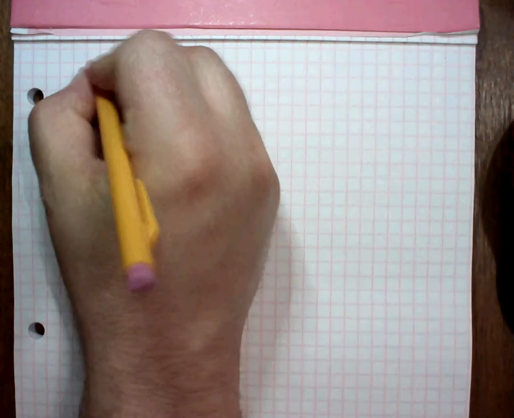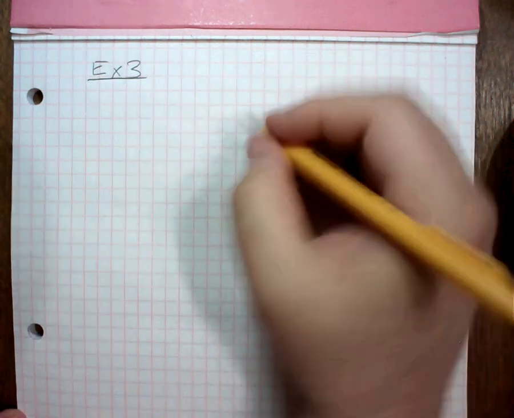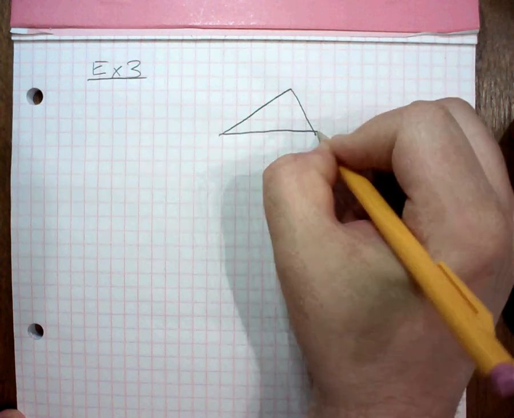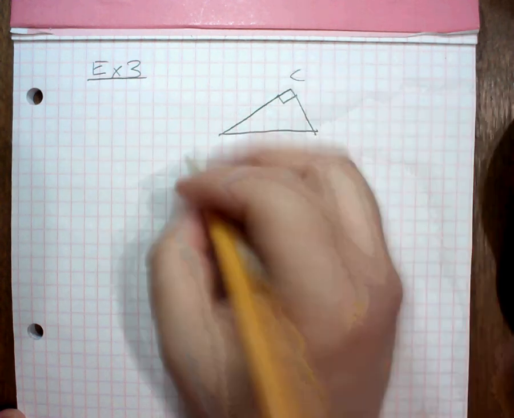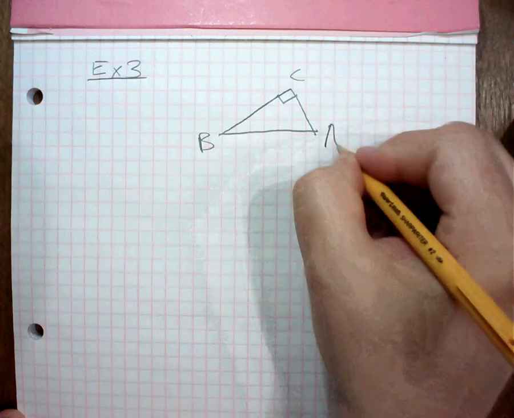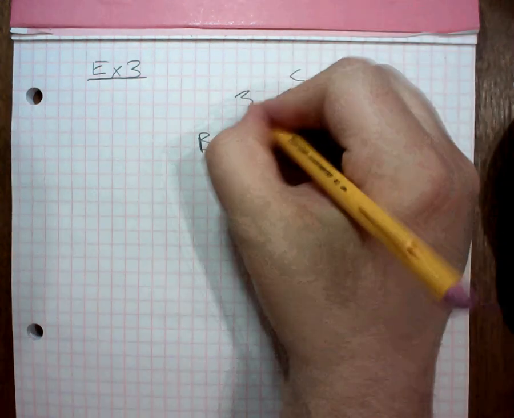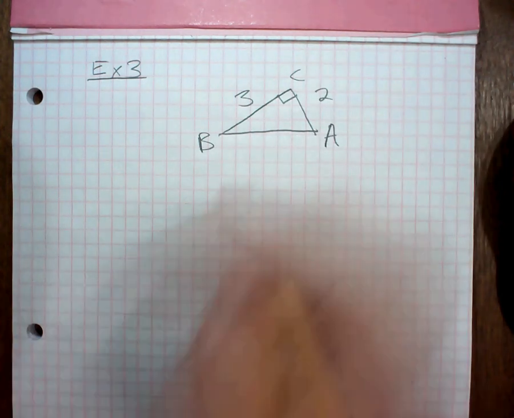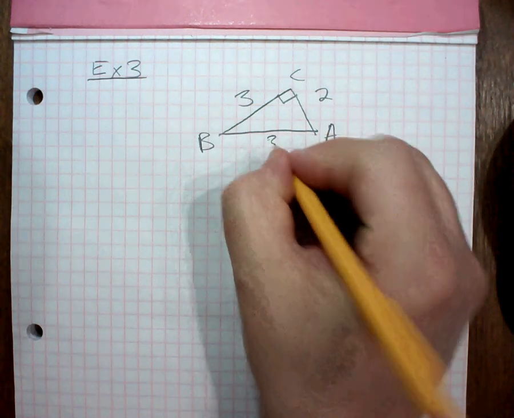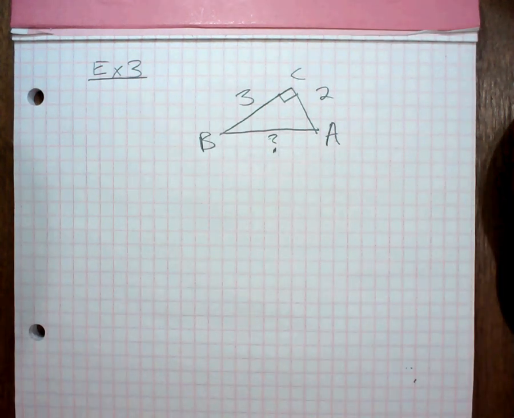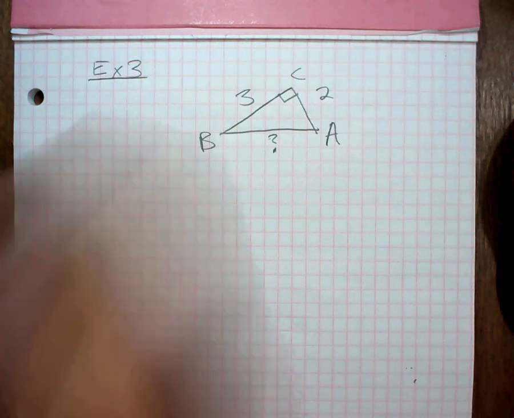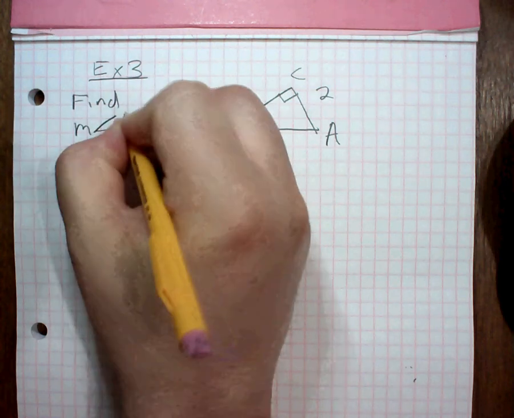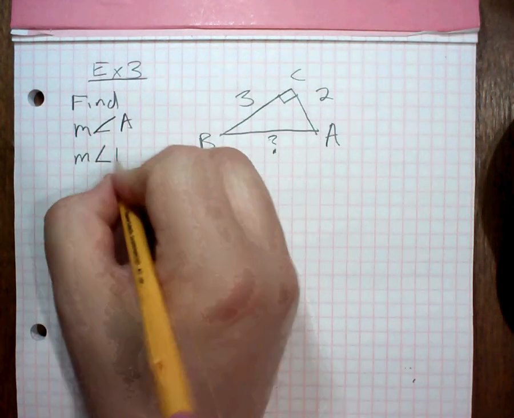Okay, for example number 3, we're given a triangle that kind of looks like this. Where this is capital C, this is capital B, this is capital A, and we're told that this measure is 3 and this is 2. Well, we don't know what this is. Okay? And we're asked to find the measure of angle A and the measure of angle B.